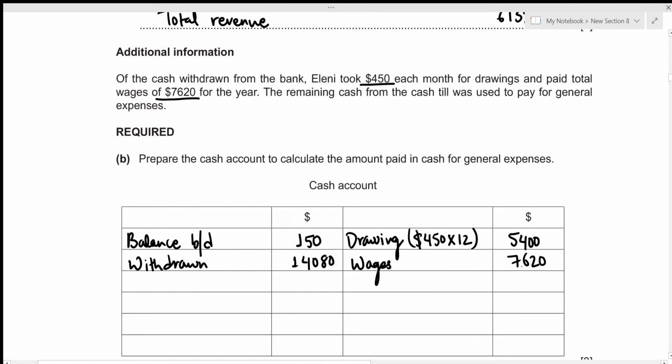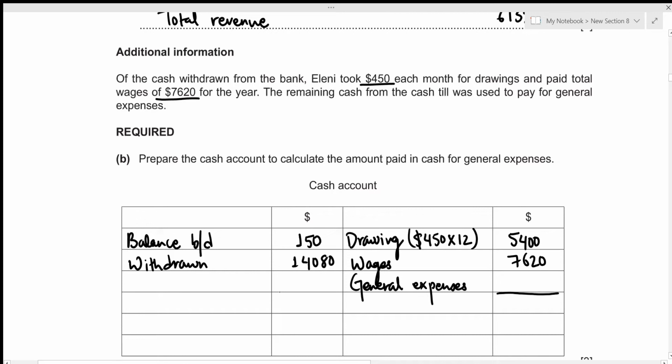And then the remaining cash was used to pay for general expenses. General expenses is also reducing the balance in the cash account, which means that it will be recorded on the credit side. Let's do that. Here the value for the general expenses is going to be the balancing figure, so we need to figure it out.